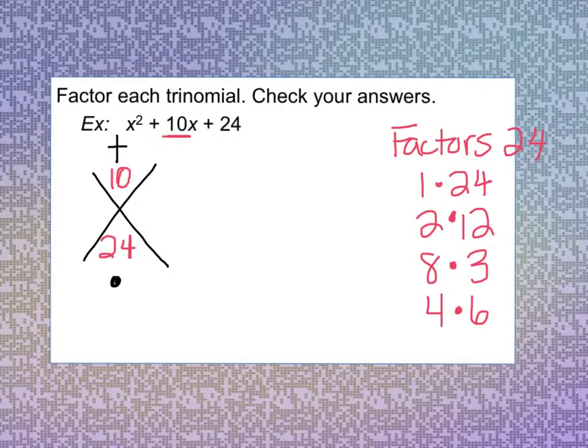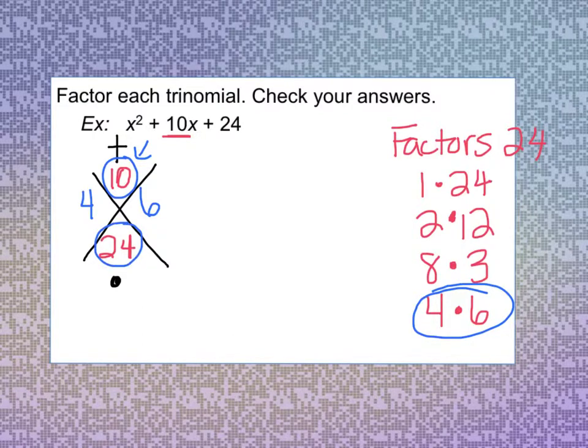And now we're going to have to choose a pair of factors that would give us a sum of 10. So take a look at our list. What do you think would give us a sum of 10? And if you said 4 times 6, you're correct. When I multiply, I get 24, but when I add, I get the 10. So I'm going to put 4 and 6 here, and then again, you could check. Add those two, you get the 10. Multiply those two, you get 24.